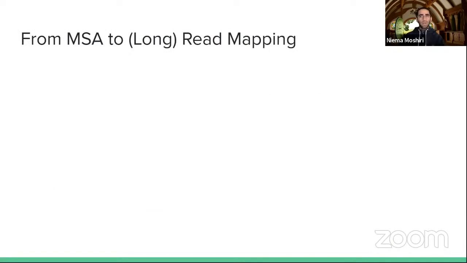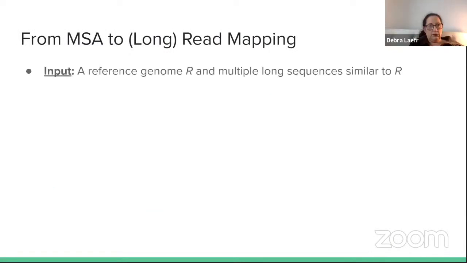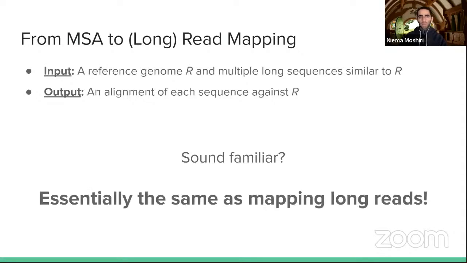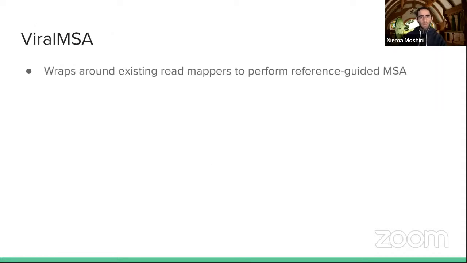But let me take a step back real quick and think about this approach. My input is a reference genome and a bunch of sequences that are very similar to that reference genome. And my output is an alignment of every sequence against the reference genome. So if people are at all familiar with long read sequencing, this is exactly the same computational problem as mapping long reads to a reference genome. So my question was, can I leverage existing well-implemented read mapping tools to enable this type of scalable reference-guided multiple sequence alignment?